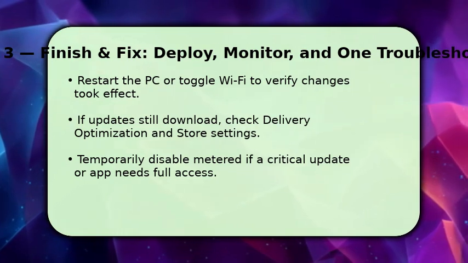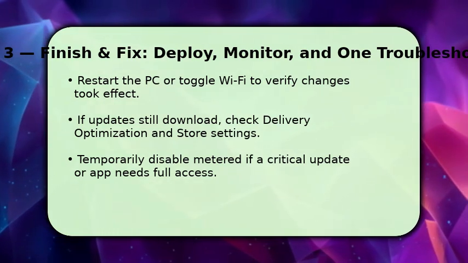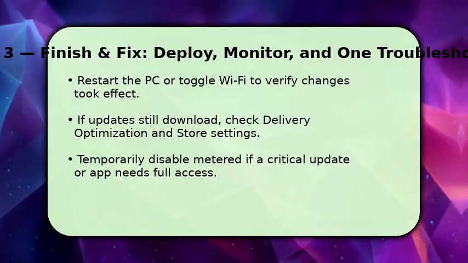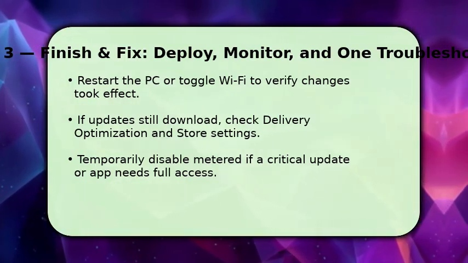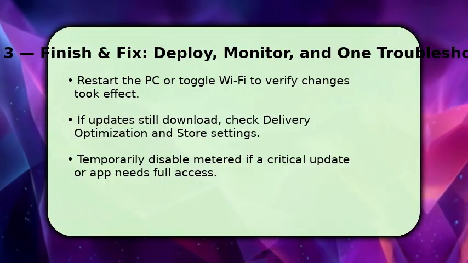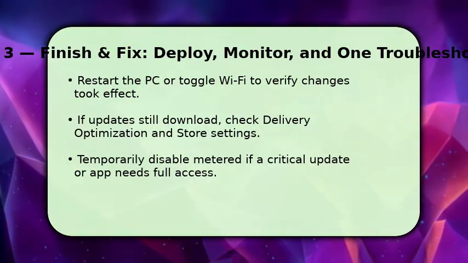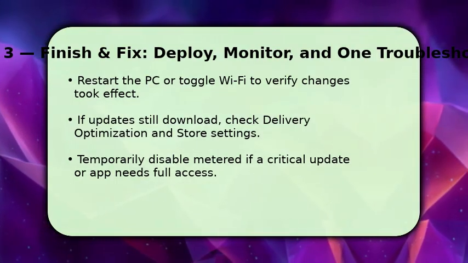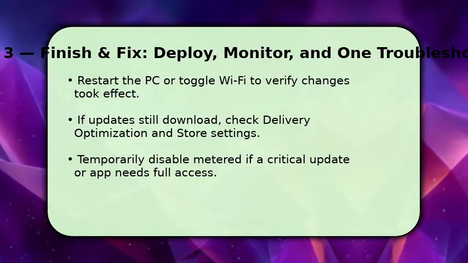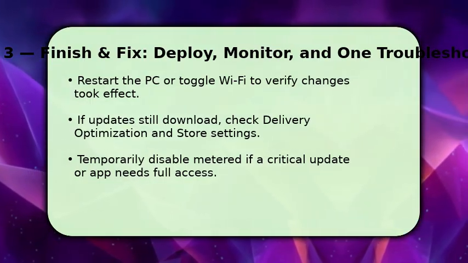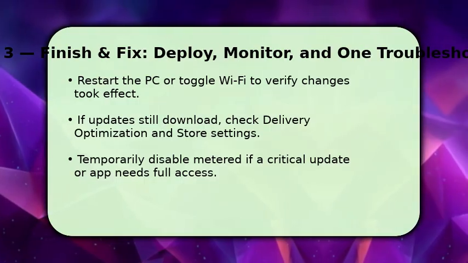Restart the PC or toggle Wi-Fi off and on, then revisit the network properties to confirm metered is still on. If updates or large downloads continue, check delivery optimization and Microsoft Store settings. Make sure they honor metered connections. If something breaks, temporarily disable metered to allow a critical update or app download, then re-enable it.